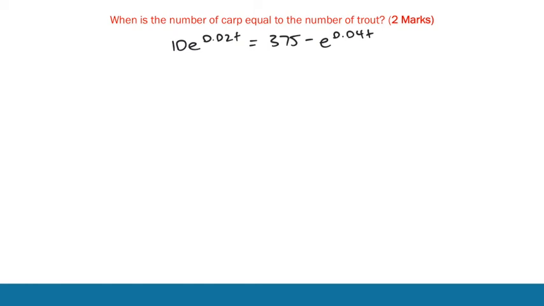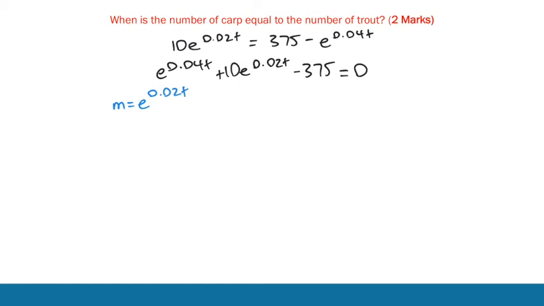So all you do is you put our earlier expression for carp equal to the expression for trout. It's really that easy. Now, actually solving this is a different thing altogether, because this is an equation reducible to a quadratic. To make that more obvious, let's move everything to the left-hand side. So we just slide the two exponential terms together and put the constant next to them as well. And this sort of looks like a quadratic. To make it more obvious, let's let m be e to the 0.02t.